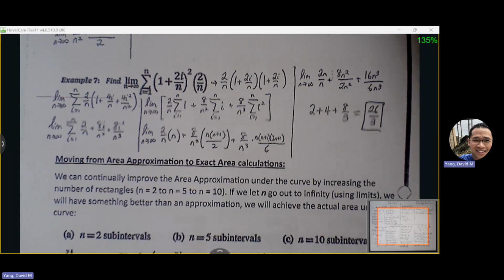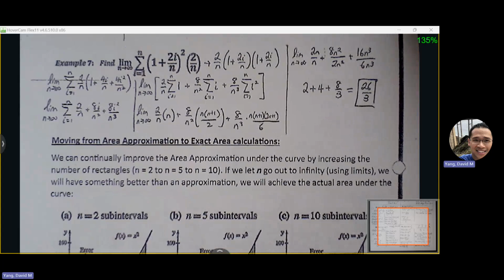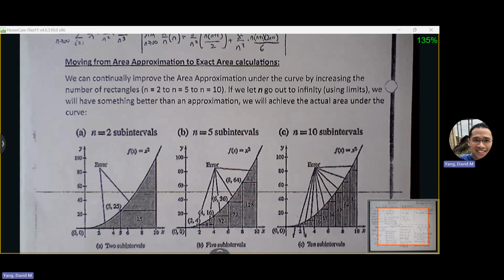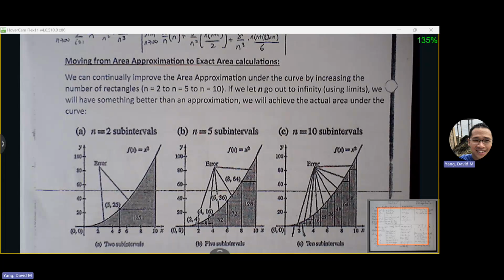So I think we've alluded to this, but the idea is that if we increase the number of rectangles for my subinterval, then we can continually improve our area approximation, right? The smaller our rectangle, the more gaps we're able to fill. So imagine increasing your rectangles in the same subinterval from 2 to 5 to 10. You can see that the more rectangles you have, the fewer gaps between the curve and the rectangles, and the more accuracy we can expect.